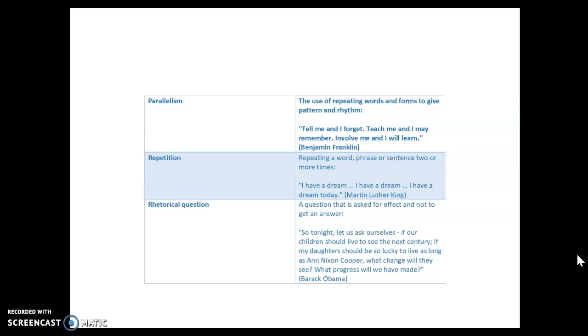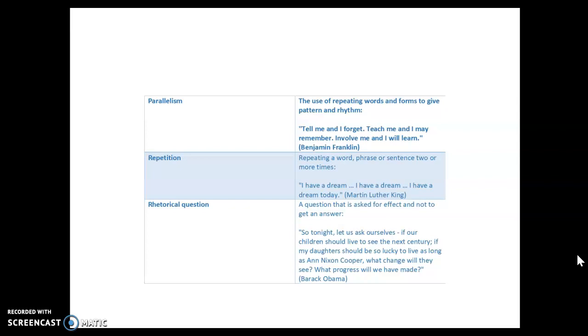Rhetorical questions are also a rhetorical device often used in speeches where you don't actually intend for the audience to answer these questions, but the questions help the audience ask questions or answer the question themselves in their head.